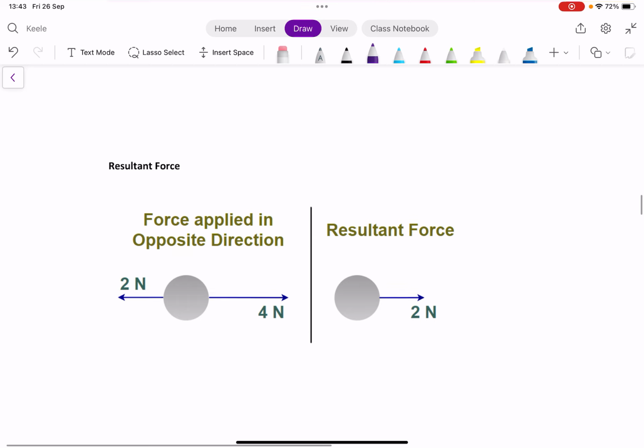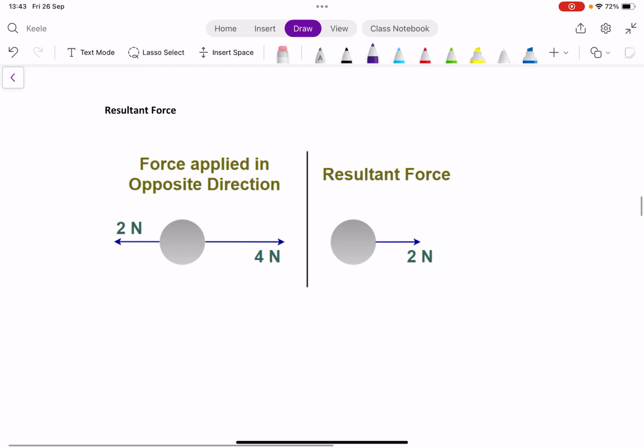So let's have a look at each of the laws in turn. For Newton's first law, what it basically states is that an object will remain in motion unless a resultant force acts upon it. So to start with, let's just have a quick look at what we mean by a resultant force. In this object, we've got a 2 Newton force pulling to the left, a 4 Newton force to the right. The resultant force is, once they've balanced, the overall effect.